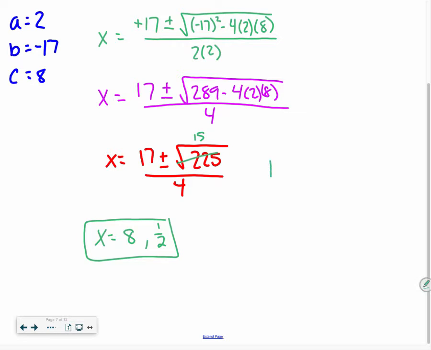Okay, so I did 17 plus 15 divided by 4. That's how I got my 8. 17 minus 15 divided by 4. That's how I got my 1/2.